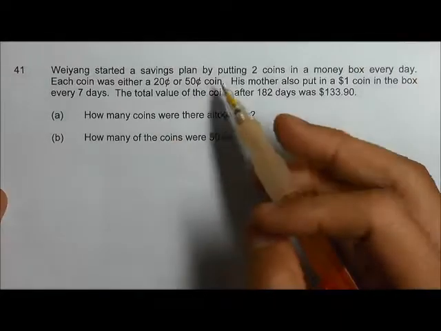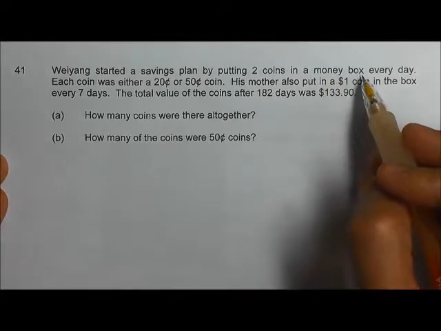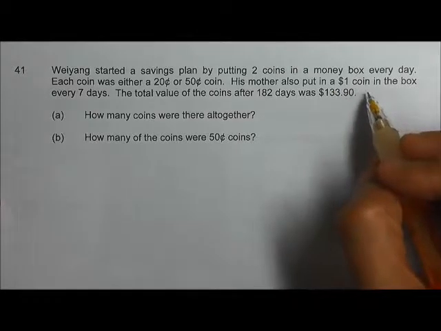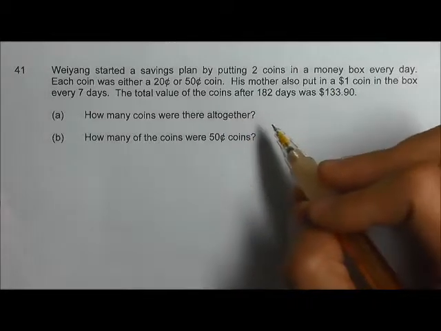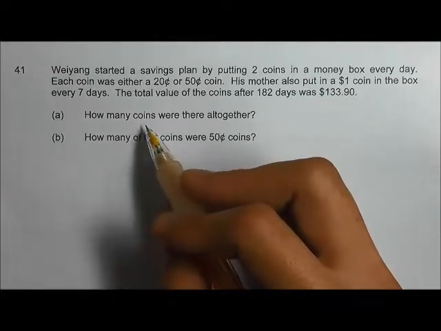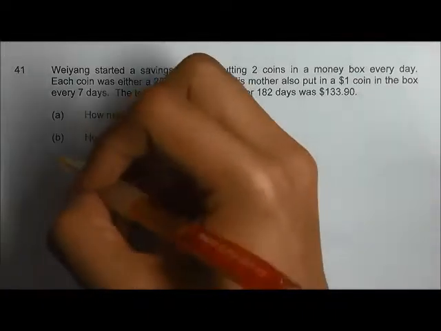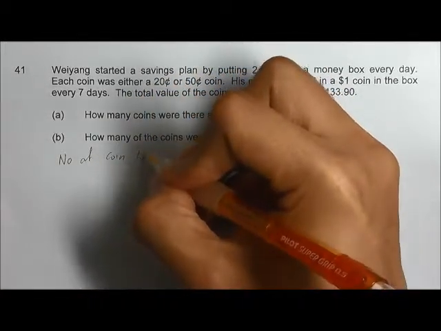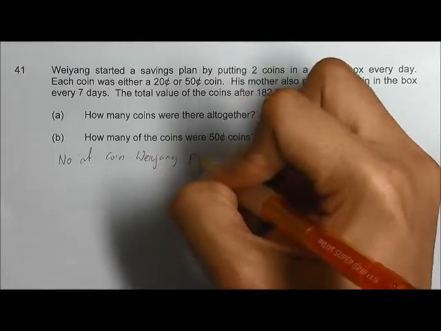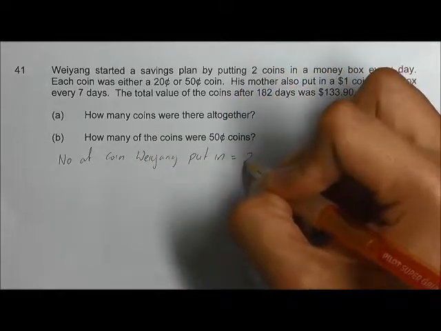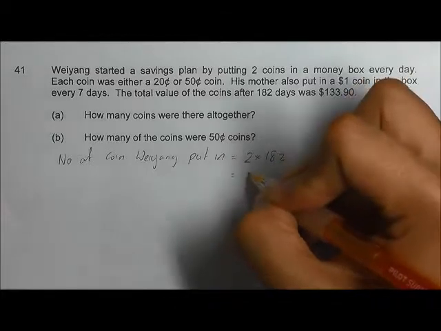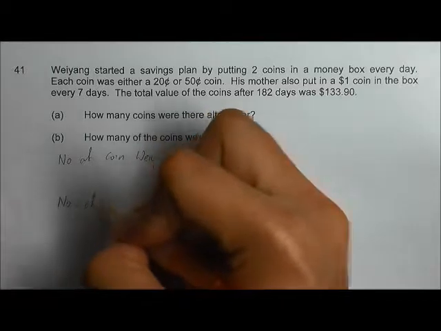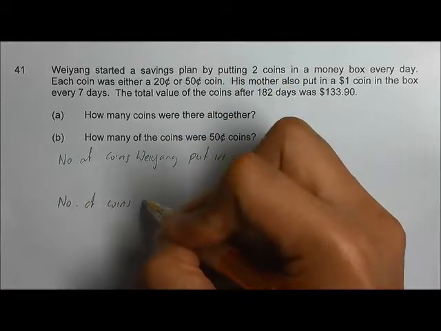Okay, Wei Yang puts 2 coins in a money box every day, and his mother puts in a $1 coin in the box every 7 days. Okay, so if we want to find out how many coins were there altogether, we can first find out the number of coins Wei Yang put in. Okay, that will be 2 times 182. We have 364 coins.